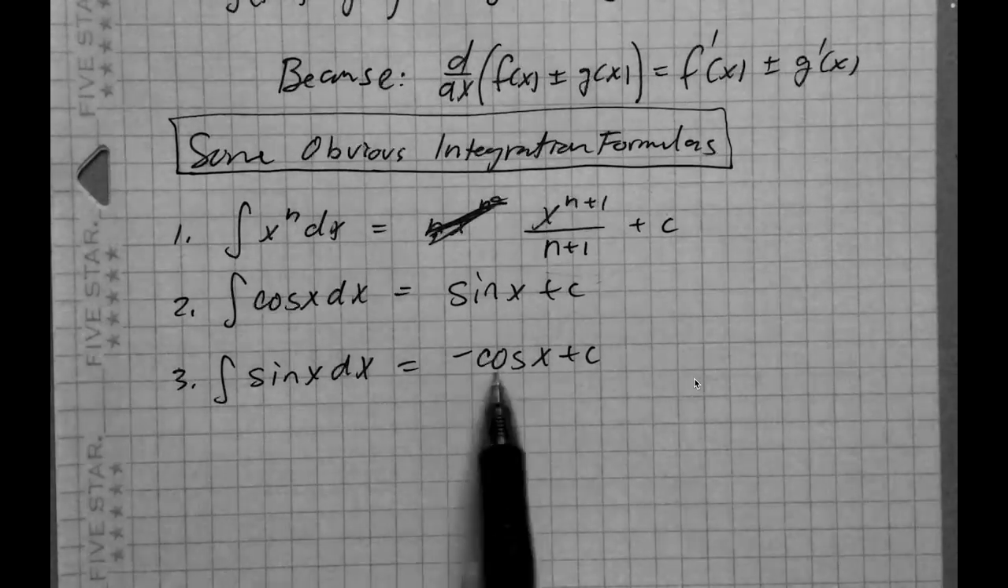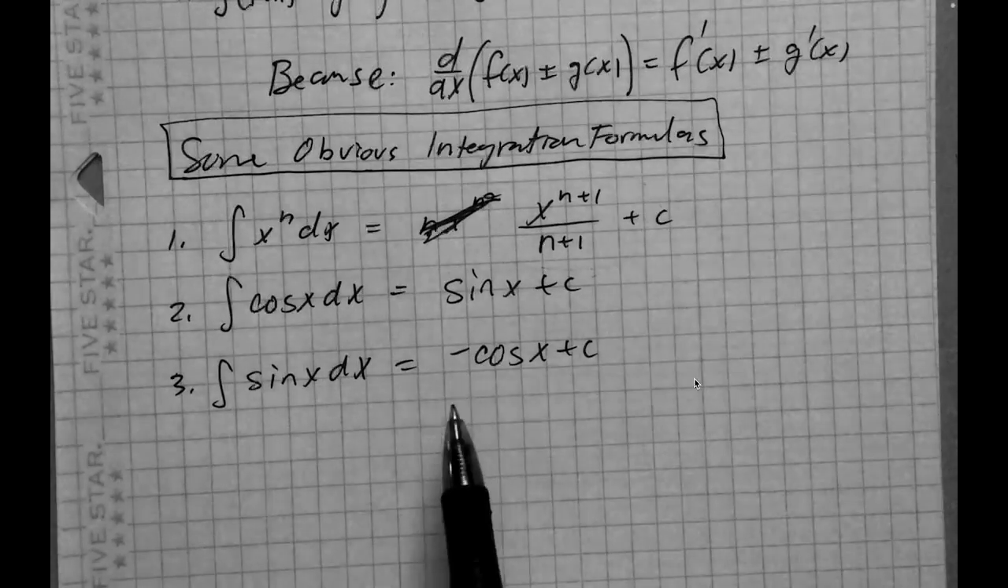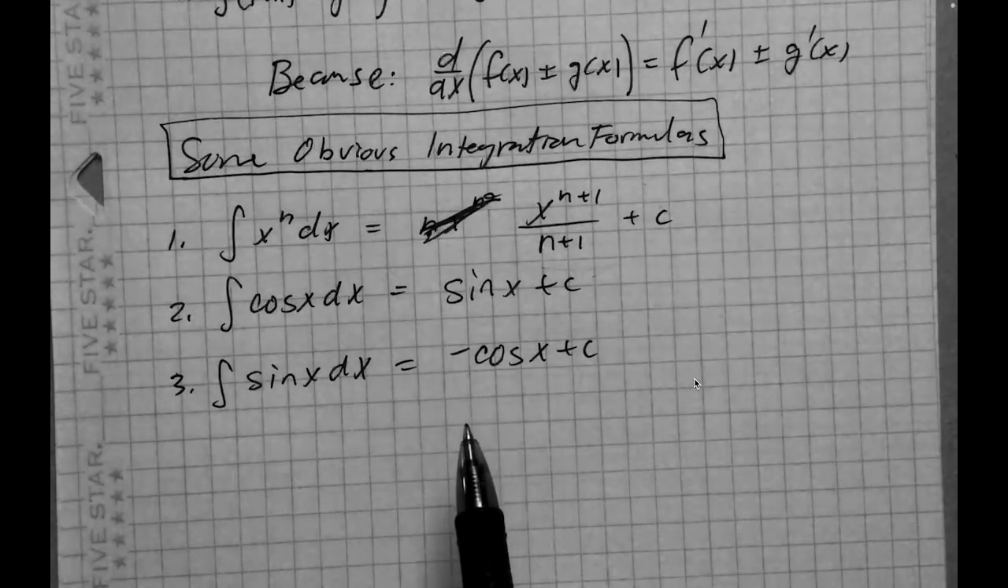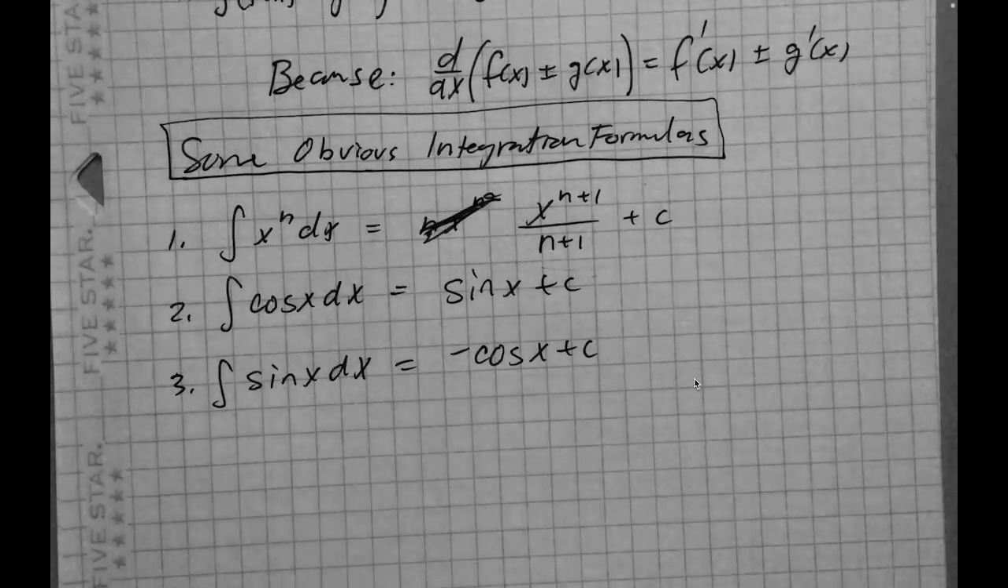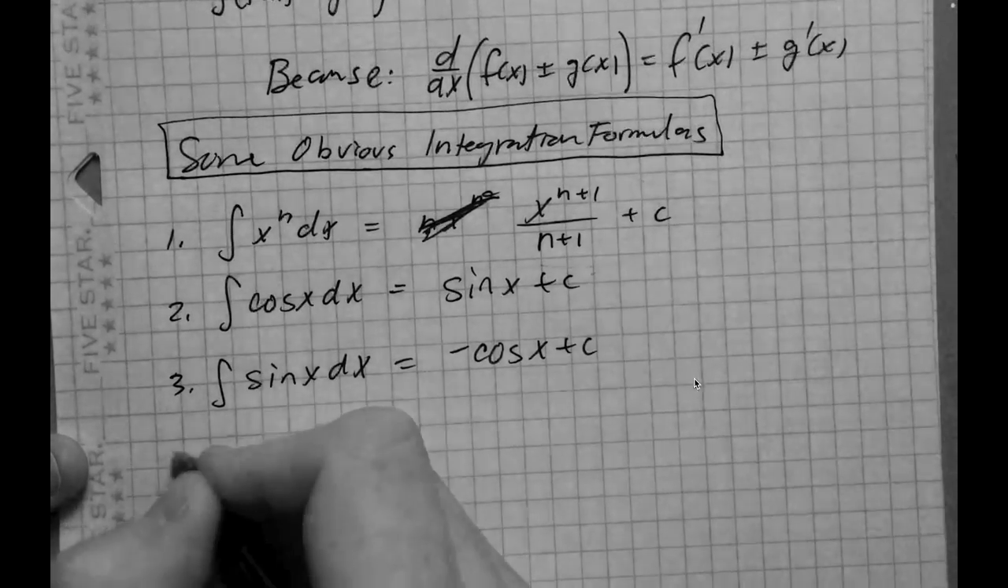Now keep in mind this negative, right? That's because if you recall, the derivative of cosine is negative sine. And so here we say the integral of sine is negative cosine. So that negative sign has to be brought along. So these are the first couple.